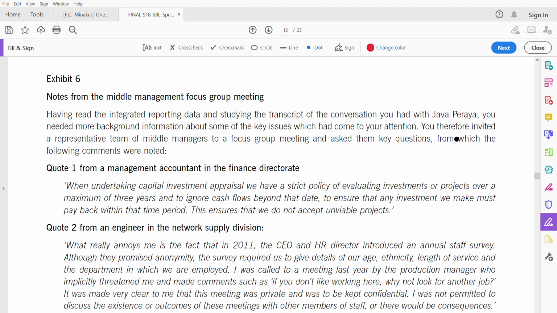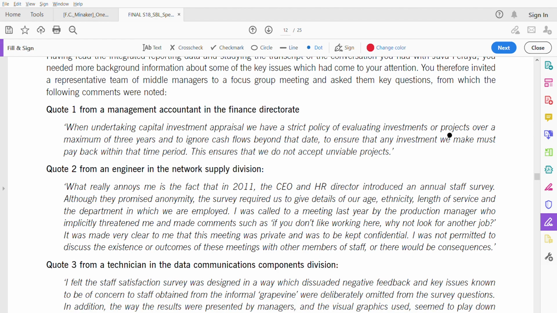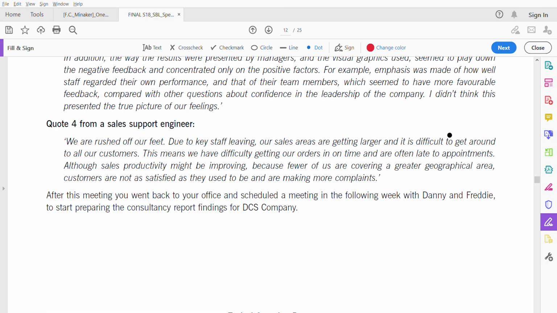Now let's go to exhibit 6, and this is the last exhibit. And it's a note from the meeting. So note from the middle management focus group meeting. Having read the integrated reporting data and studying the transcript of the conversation you had with Java, you needed more background information about some of the key issues which had come to your attention. You therefore invited a representative team of managers to a focus group meeting and asked them key questions from which the following comments were noted. Code 1, code 2, code 3. There are 4 codes in total.